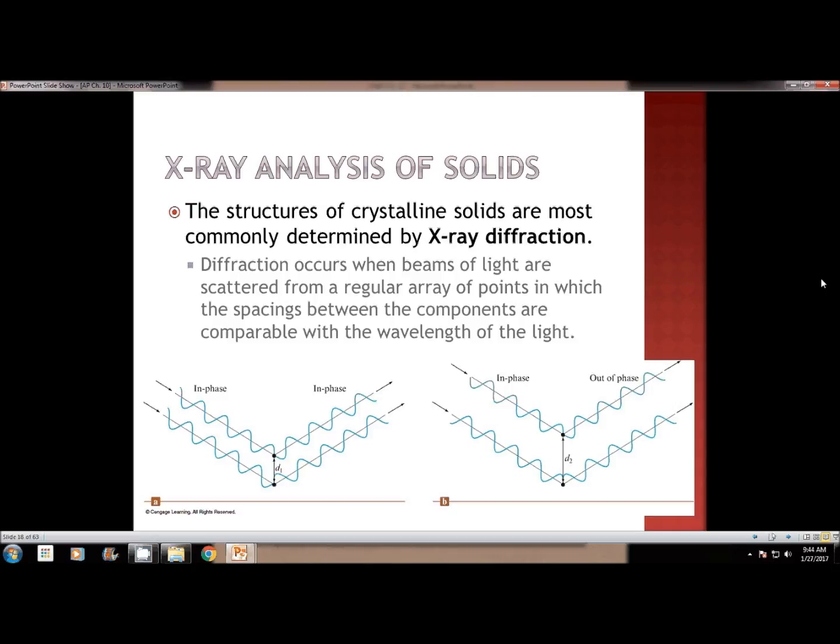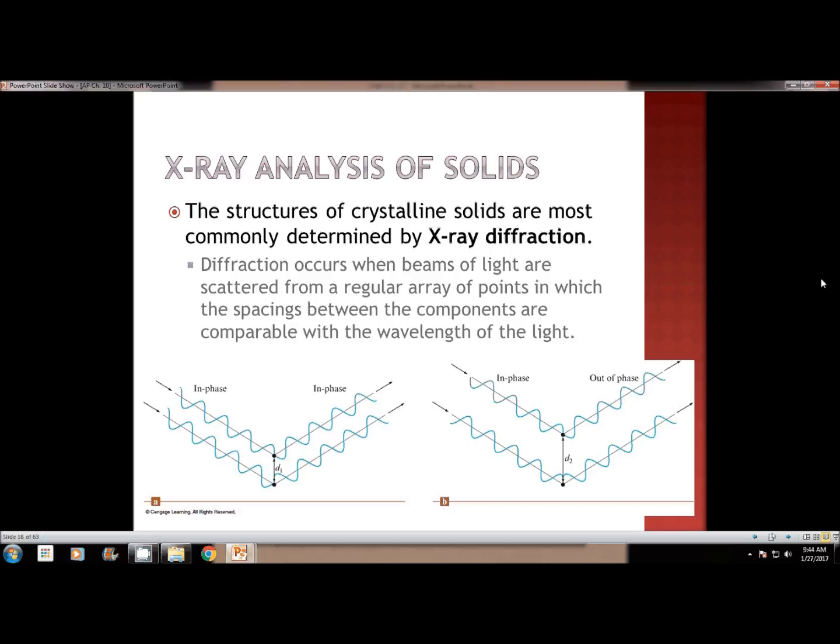With X-ray analysis of the solids, we can actually determine the structure of the crystalline, most commonly by X-ray diffraction, where diffraction occurs when beams of light are scattered from a regular array of points in which the spacings between the components are comparable to the wavelength of the light. So they may reinforce with constructive interference or cancel out with destructive interference the X-rays from one another.